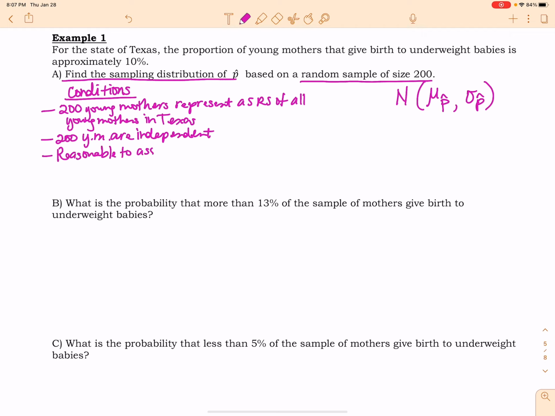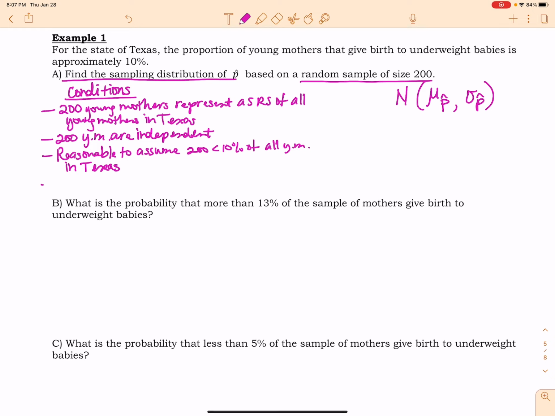reasonable to assume 200 is less than 10% of all young mothers in Texas. It's all about communicating properly, okay? So I'm just writing down what I'm thinking. It seems reasonable to assume that that's true. So that is why I'm doing it, since I don't have the total number.